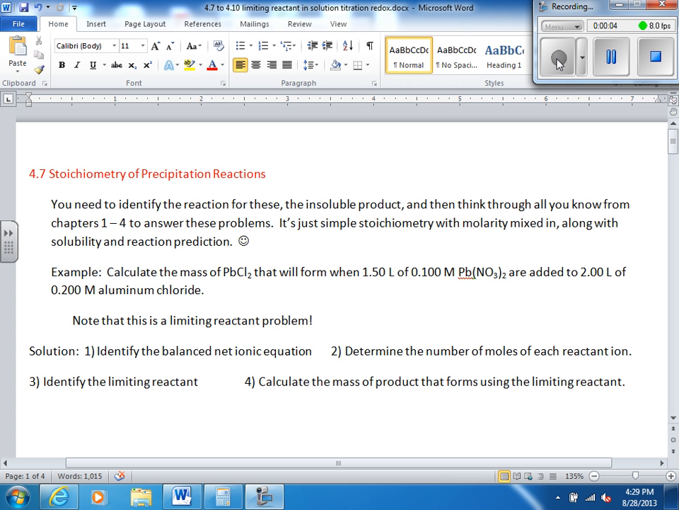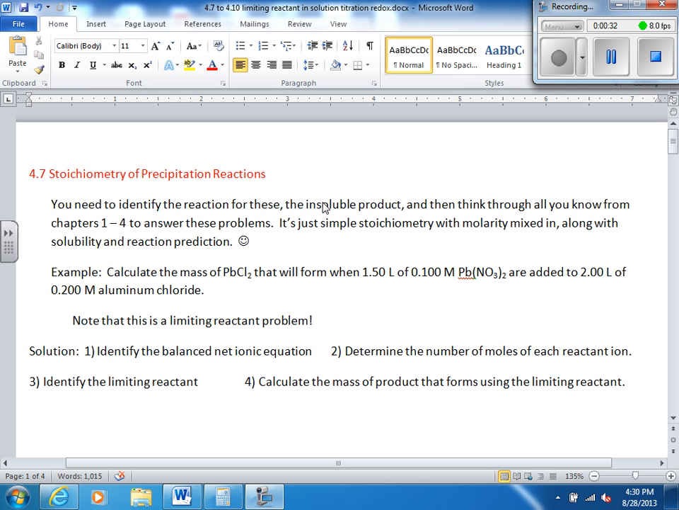So we are starting section 4.7, Stoichiometry of Precipitation Reactions. For these kinds of problems, you'll have two solutions added together. Something will precipitate out, and all you need to do is stoichiometry for it. It's very simple. We'll just keep going.